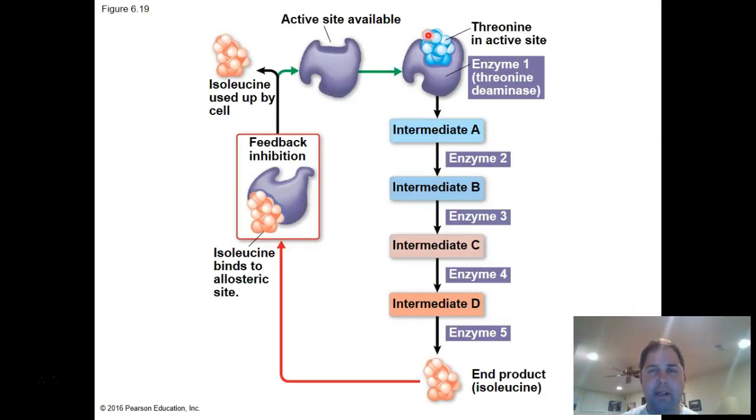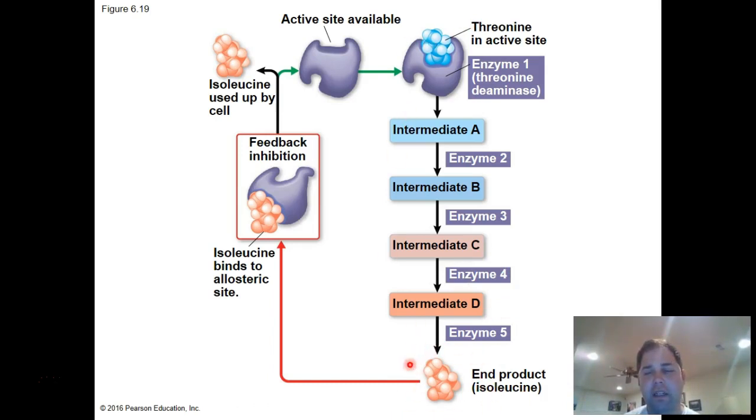And so we can see here's an enzyme that takes threonine. Threonine binds the active site and it goes to intermediate A. Enzyme 2 makes it intermediate B. Enzyme 3 to C. 4 to D. 5 gives us the end product, which is isoleucine. So we've successfully taken threonine and turned it into isoleucine.